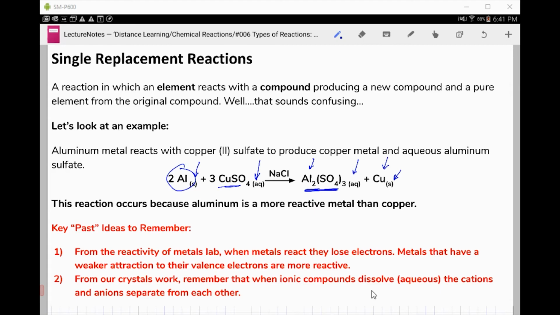Now, this is going to tie in some key ideas from earlier in the year. So some big things we want to bring back in case they may have slipped from our memory. First off, when metals react, they have to lose their electrons. So when we talk about metals being more reactive than each other, remember we're talking about their ability to lose those valence electrons. Metals that are more reactive will lose them easier. Metals that are less reactive have a greater attraction and tend to hold on to them a little bit more. It's also important to remember, as I already said, that when ionic compounds dissolve, those cations and anions separate from each other. So this allows the two ions to react independently of one another.